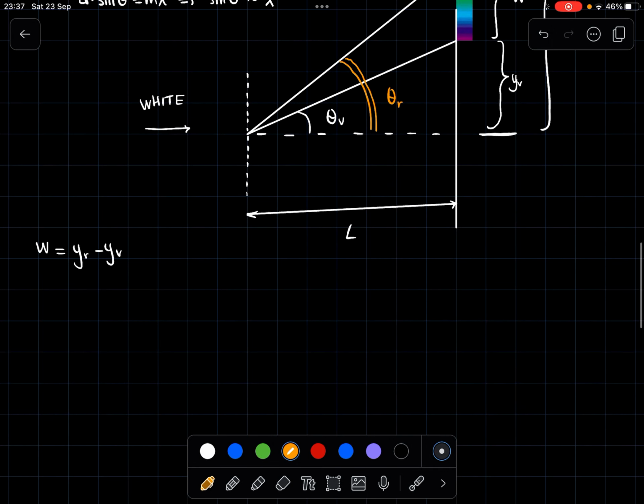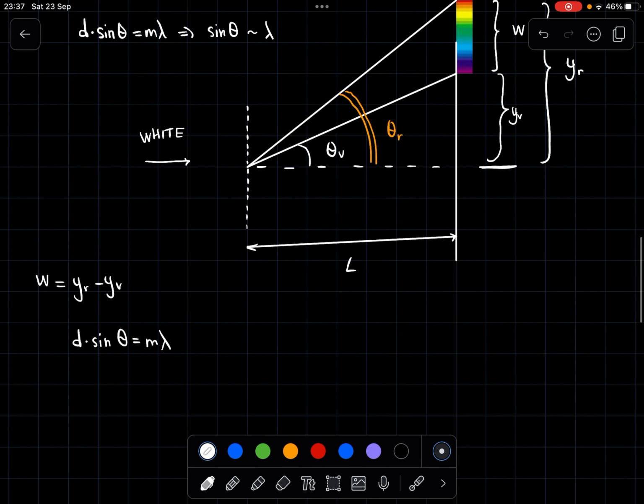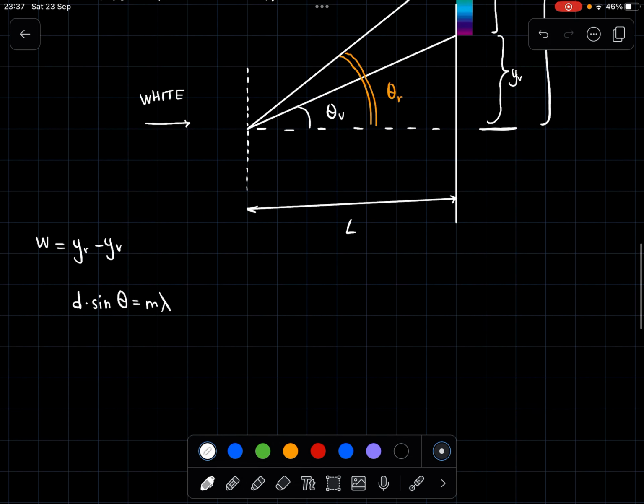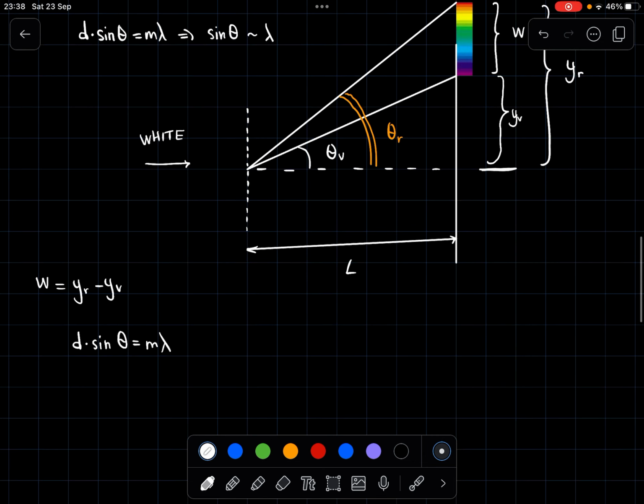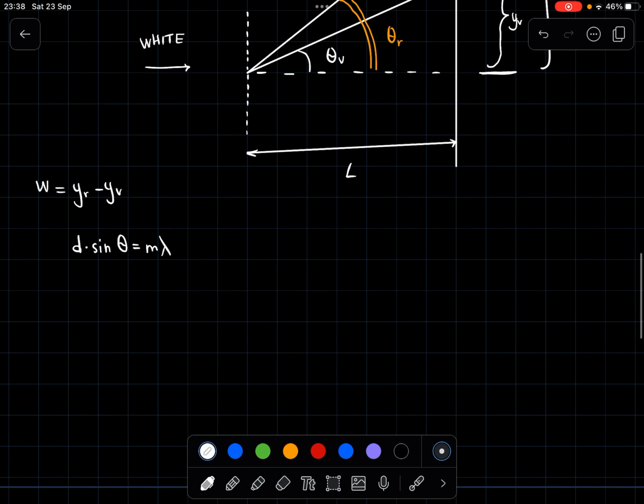How can we find these angles? From the formula of diffraction grating, d sine theta is equal to m lambda. Why do we need these angles? We need them because we know from the geometry course that if we have a right angle triangle, we can find the tangent of some angle, let's say theta, as follows.